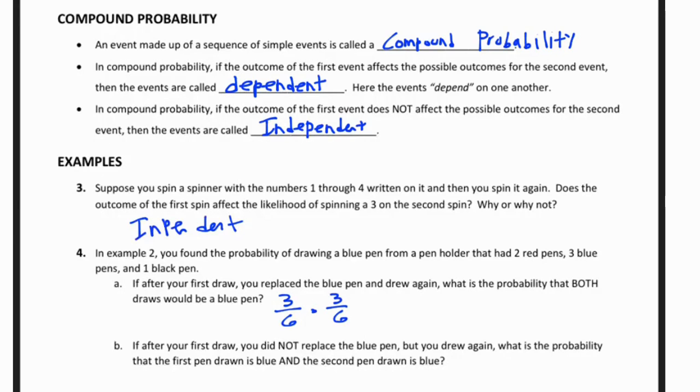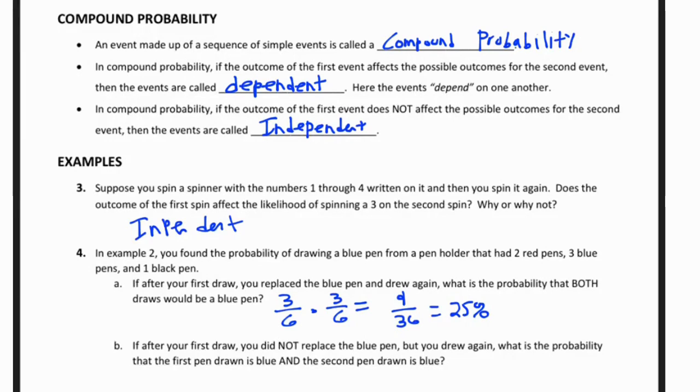So the probability of me drawing a blue pen on both draws, 3 out of 6, I'm going to multiply these together. So 3 times 3 is 9, and 6 times 6 is 36. So there is a 9 out of 36 chance, or if I did 9 divided by 36 in the calculator, there is a 25% chance that this is going to occur. So in compound probability, all I have to do is multiply the two together, and that's going to give me the percentage of that happening.